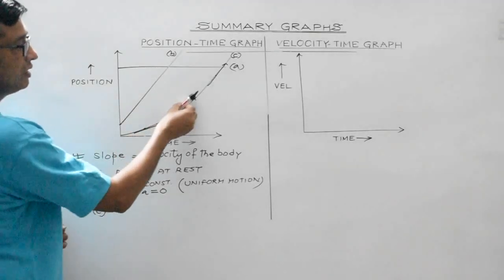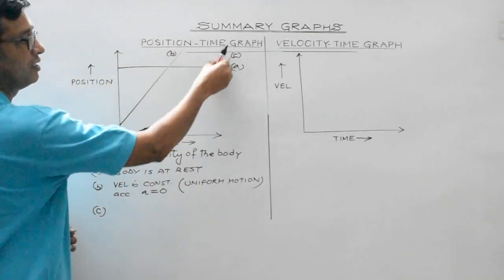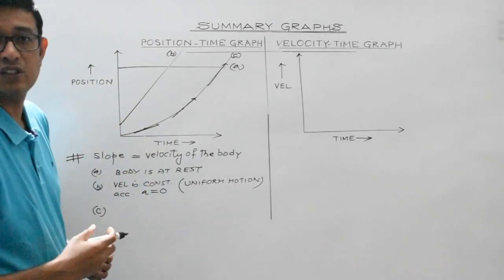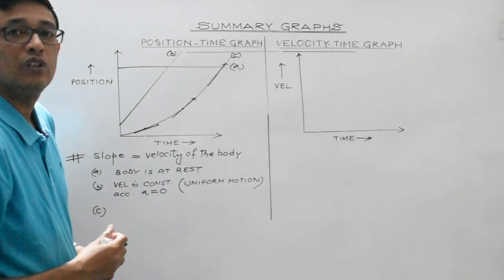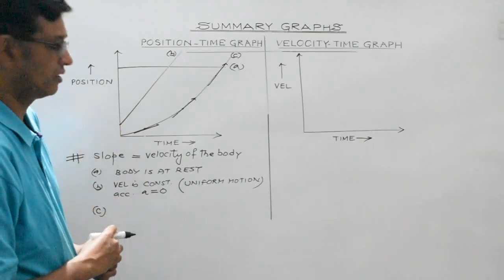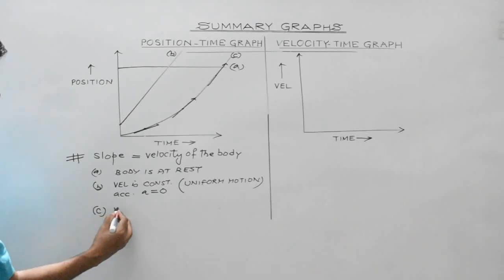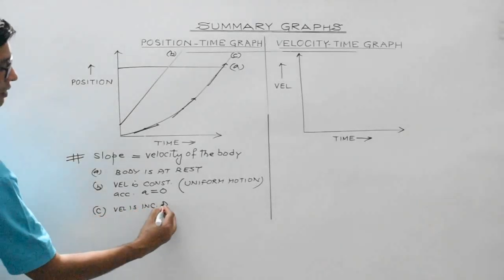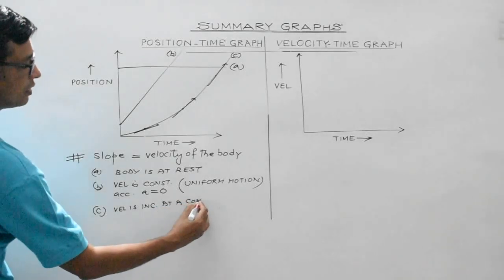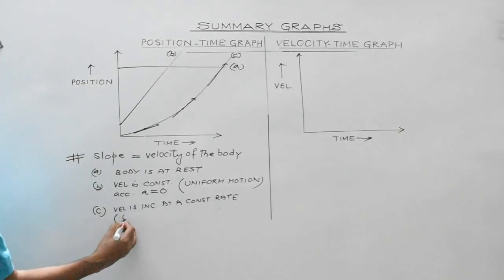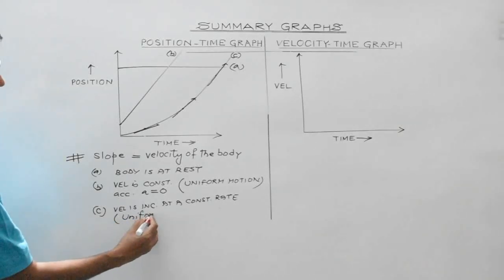Actually, velocity is increasing. The slope is increasing with the passage of time. It means that velocity is increasing at a constant rate. So it is the case of uniformly accelerated motion. So C represents velocity is increasing at a constant rate. So it is the case of uniformly accelerated motion.